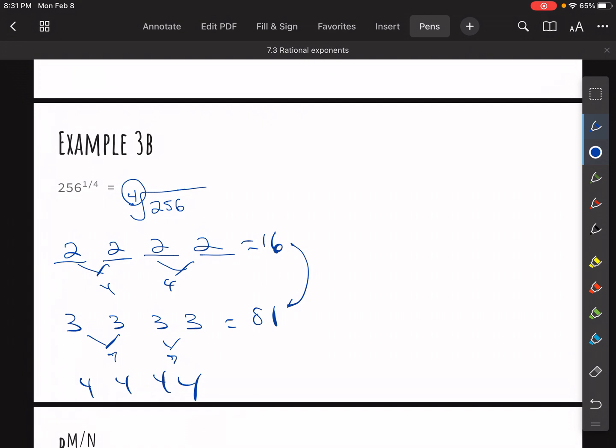If I did 4s, that grew pretty fast. So I'm going to try 4s. 4 times 4 is 16. 4 times 4 is 16. So I multiplied these by these, and then I got to multiply the 16 times 16. And sure enough, that gives me 256. So 4 to the 4th equals 256. Therefore, 4 is the fourth root of 256. All right, so that's example 3b.